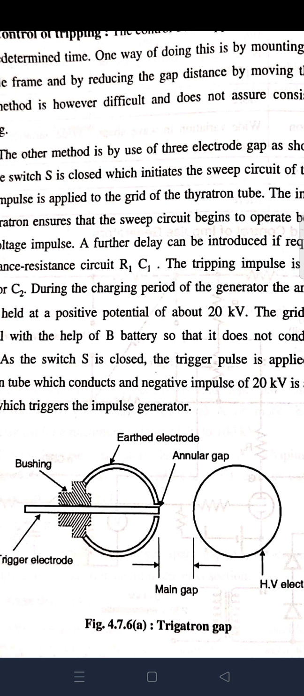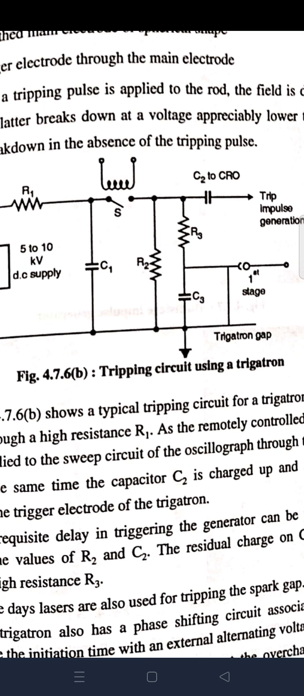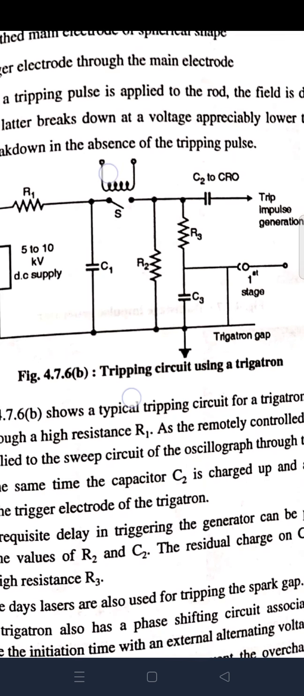through the main electrode. So when a tripping pulse is applied to the rod, the field is destroyed in the main gap and the latter breaks down at a voltage appreciably lower than that required to cause its breakdown in the absence of tripping pulse. So here a typical tripping using a trigatron is shown. The capacitor C1 is charged through a high resistance R1.